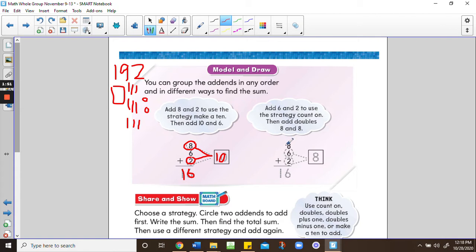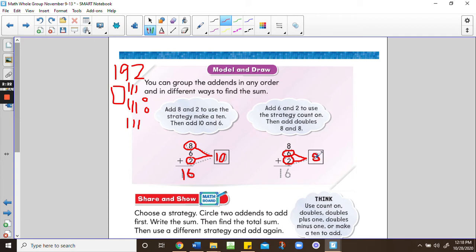Over here, we're going to add the same three numbers, but in a different way. 8 plus 6 plus 2. It's the same as what we just added, but instead of adding the 8 and the 2 first, we're going to add the 6 and the 2 first. A good way to do that is to count on. So 6 plus 2 is 6, 7, 8.